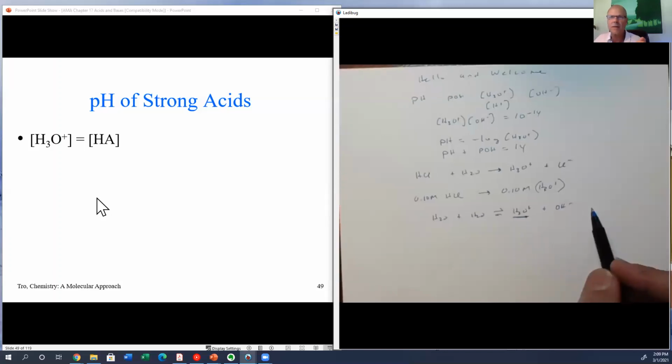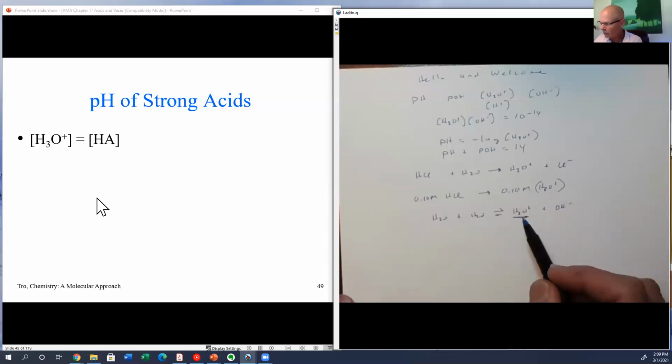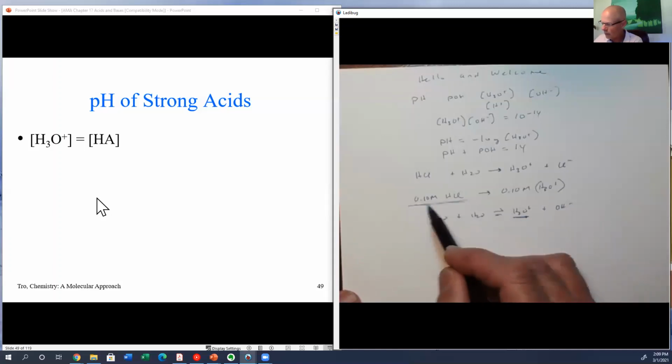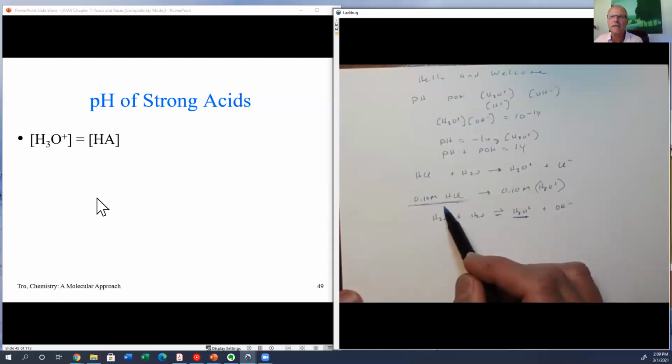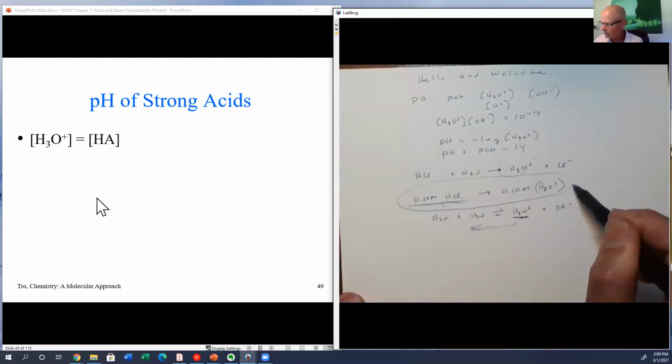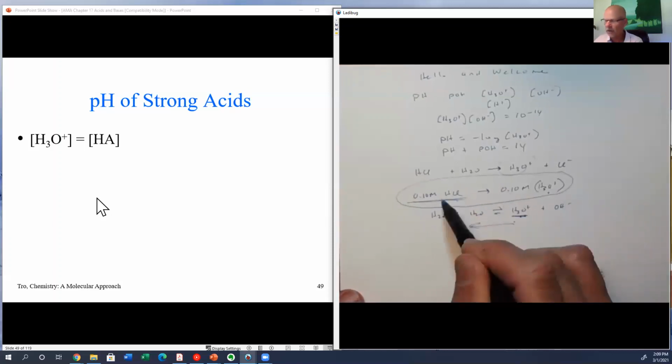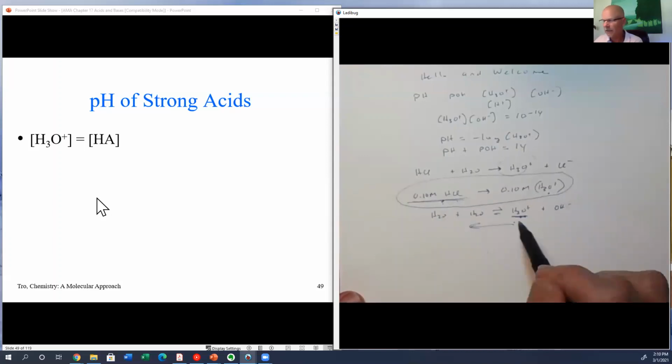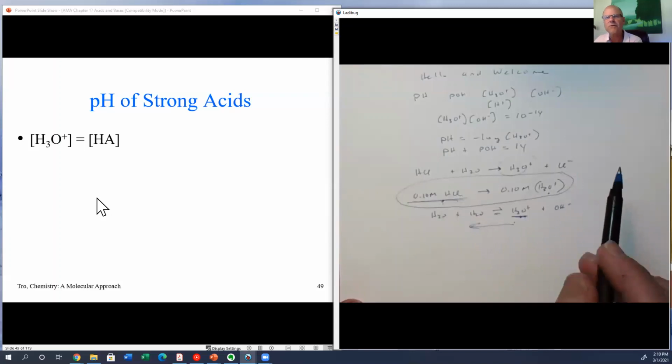That's because Kw is 10 to the minus 14. That's a very small number compared to the amount that's going to come, let's say, from a strong acid like HCl, okay? And not only that, but when HCl forms H3O+, it's going to push this equilibrium to the left and make that contribution even less, right? So the bottom line is this. For a strong acid, if you want to know the concentration of H3O+, all you got to do is look at the concentration of the acid, and they're identical, okay? Because it completely ionizes. You can completely ignore water. The only time you can't ignore water is for very, very dilute solutions, and we're not going to worry about those in this class, okay?